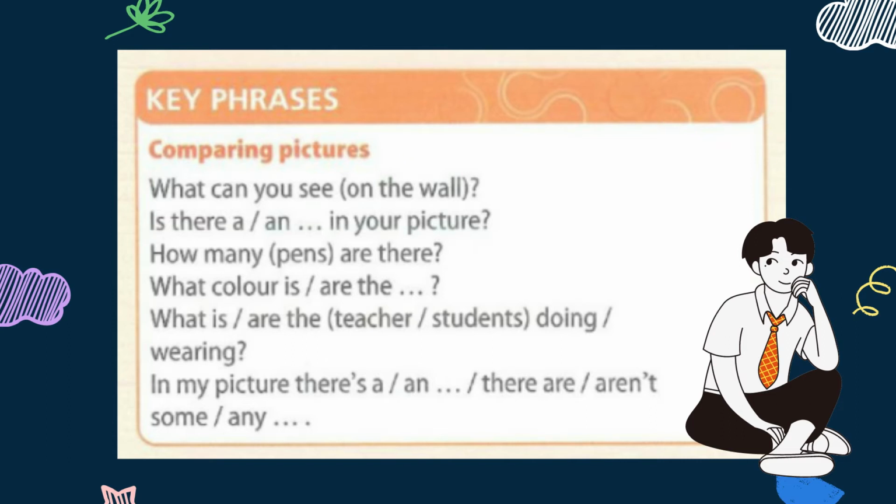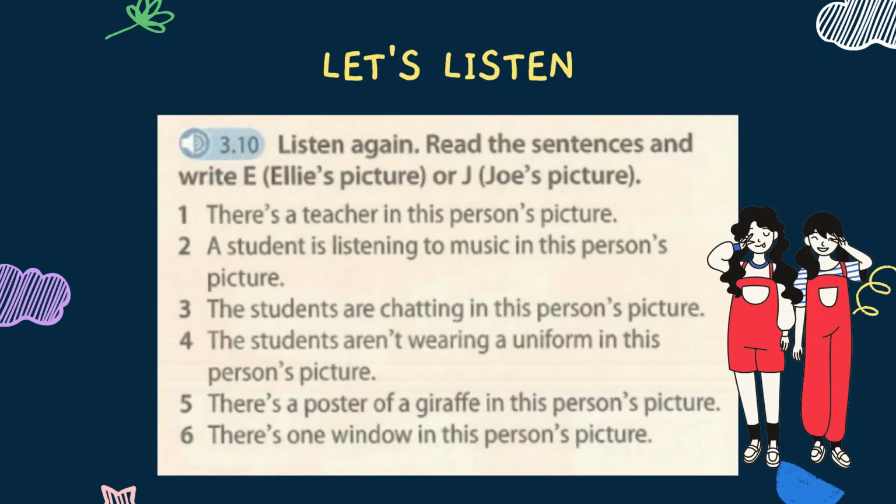Here it means that if you are asking, for example, what are the students doing? In my picture, there are students doing their homework. Or in my picture, there aren't any students doing homework. So now let's listen to the audio and then I want you to write this in your grammar book.